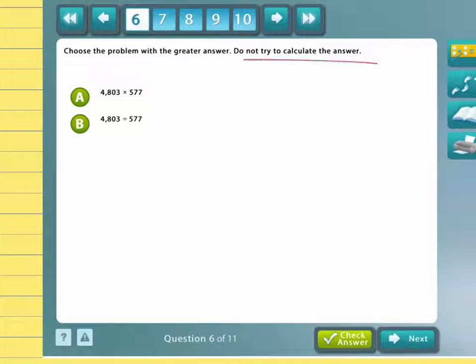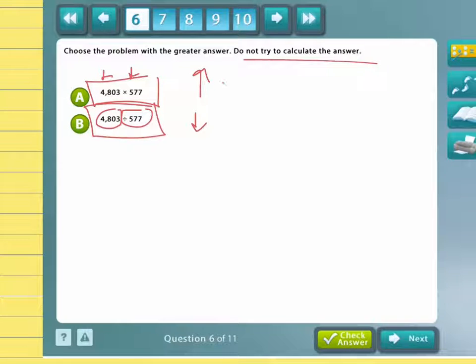So we're not going to calculate the answer on this. We're just going to choose which is greater. So is it going to be greater to multiply 4,803 by 557 or divide? Well, if I'm going to multiply a big number by another big number, I'm going to get a much bigger number. If I'm going to take a big number and divide it by a big number, I'm going to get a smaller number. So A is going to give us the greatest answer.